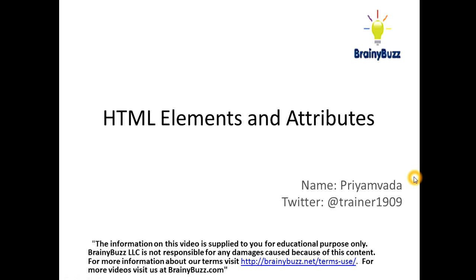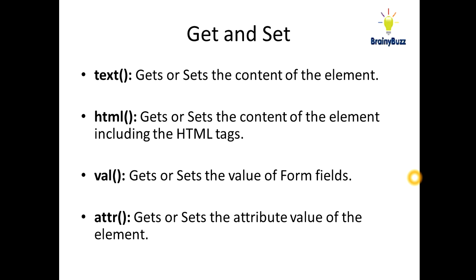So far we have seen the selectors, which are the most important thing in jQuery, and after that we have seen some of the methods through which we can get the text from the input fields or the paragraphs or any element, and we can set them to different elements, and we can also fetch the attribute values. So these were the get and set methods: text, HTML, val and attr.